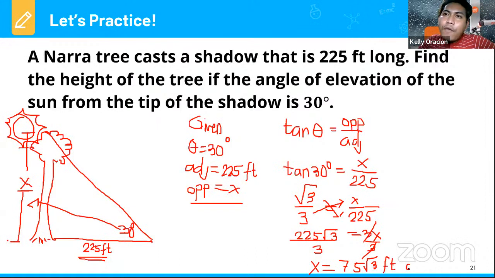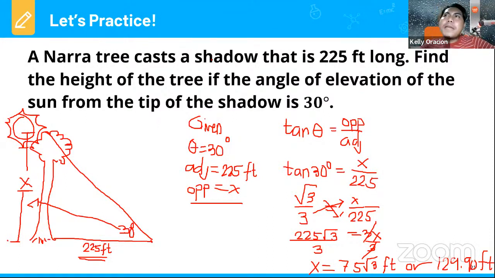Or in decimal form, pwede kayo mag-decimal ha, depende sa instructions sa quiz. So 75 square root of 3 or 129.90 feet. Okay, yan yung sagot natin.